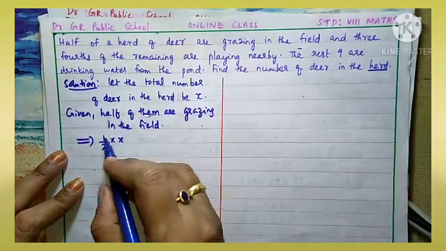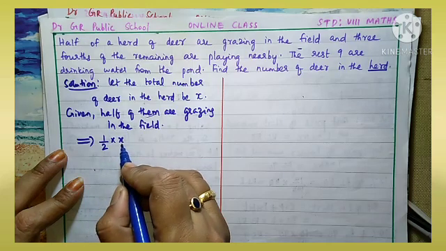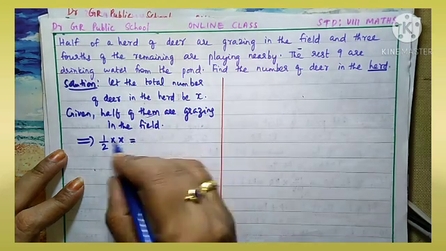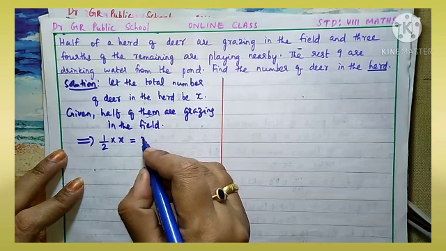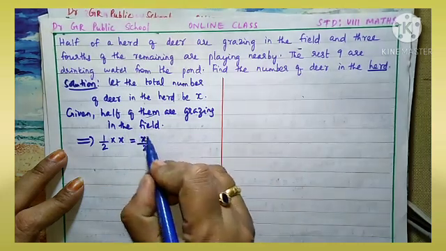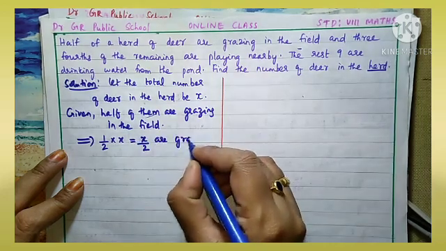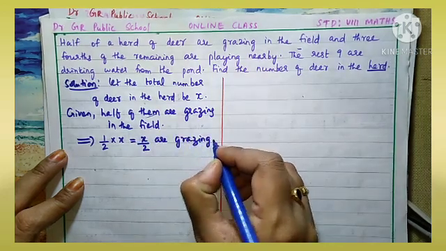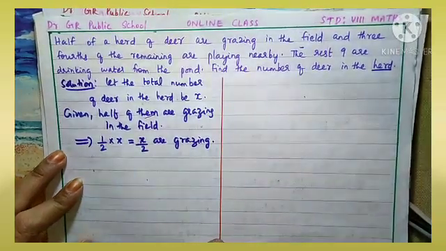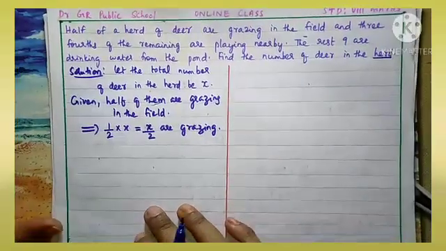Correct? So half of means multiplication. So half of the total means 1 into x, x by 2. Understand? So this is meant by half of them. So this x by 2 number of deer are grazing. Understand? So one section is over. Now you come to the next part. What is the next part?